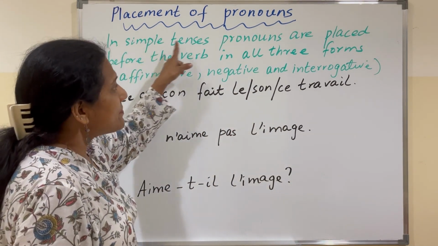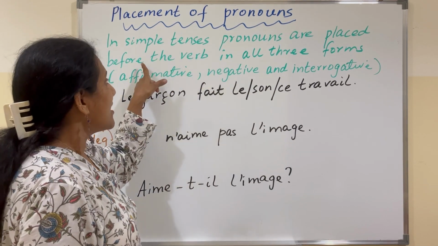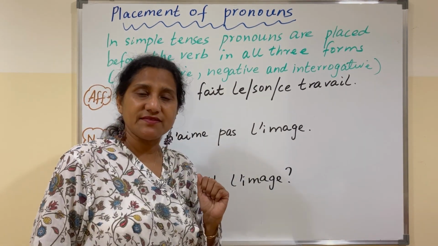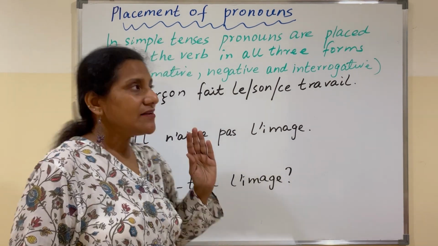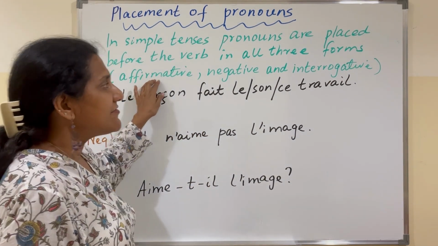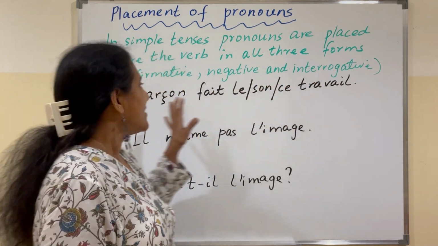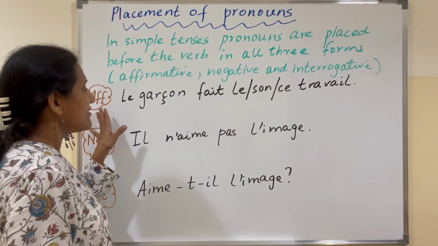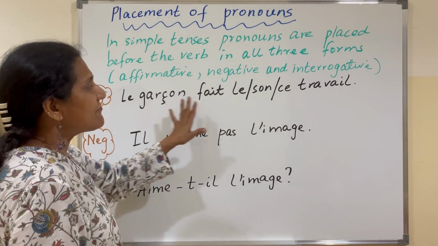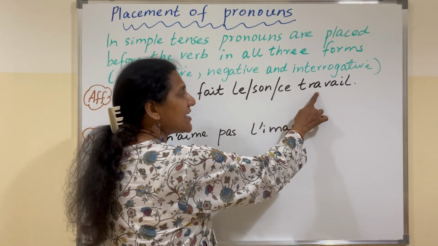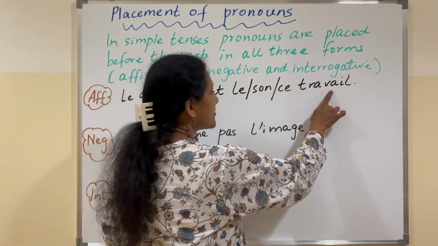Now, in simple tenses, pronouns are placed before the verb in all three forms. What do we mean by the three forms? The three forms are affirmative, negative, and interrogative form. Now, let's look at an example with affirmative. Le garçon fait, it could be le travail, it could be son travail, or it could be ce travail.